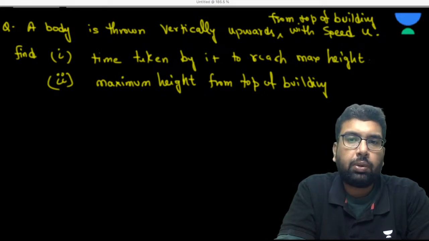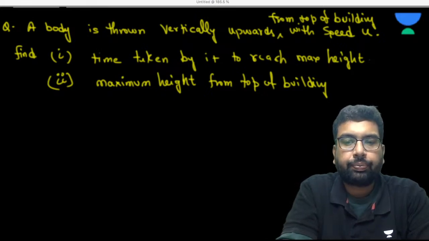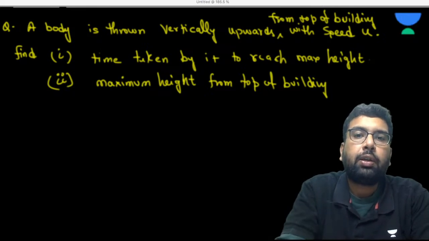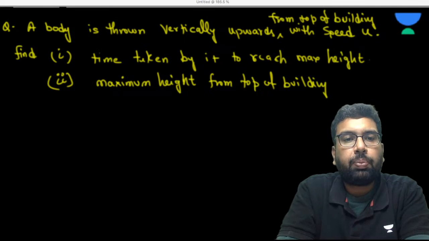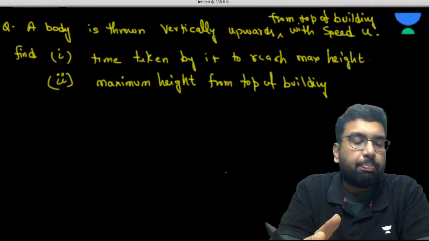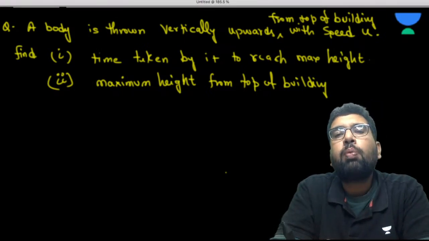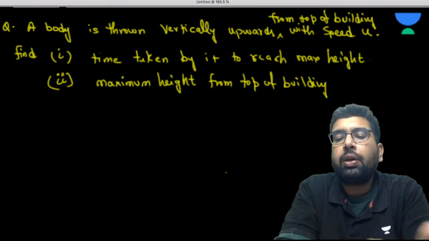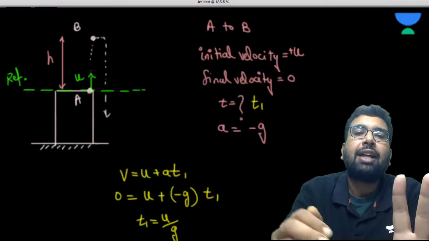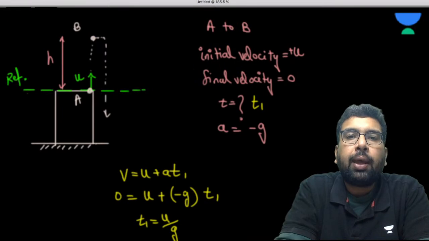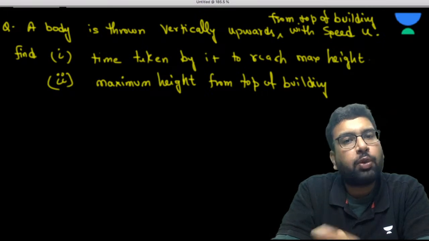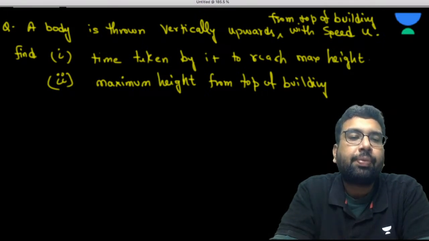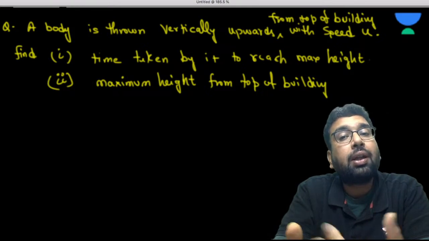Yes, you may use the second equation. Why do you need to use the second equation, beta? See, very, very simple thing. Please try to understand. Maximum height from top of the building, that means you require the displacement. See, this h is the displacement. And you have initial velocity. You have time. So you can use this equation. You can use the third equation as well.